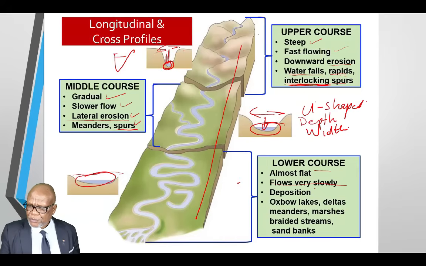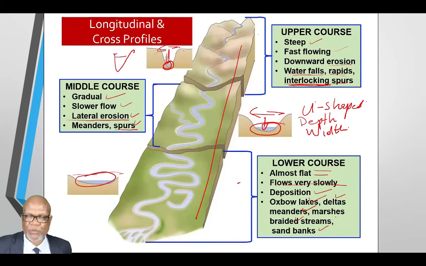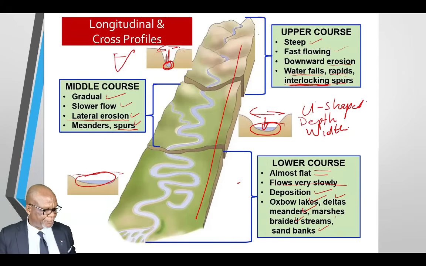But now, there is more deposition. Why is there more deposition? Because the river is flowing slower because the gradient is almost flat. And then what are the features that you're going to find? You're going to get the oxbow lakes, the deltas, meanders continue. We're going to have marshes and braided streams and sandbanks. Those are the features that you're going to get at the lower course of the river.